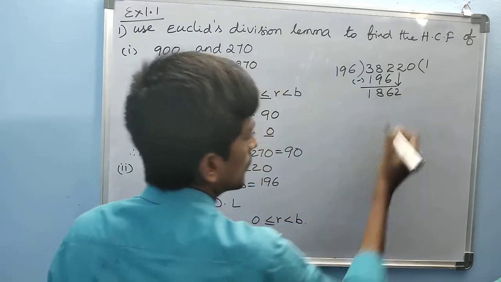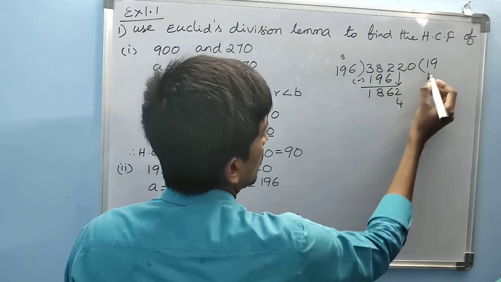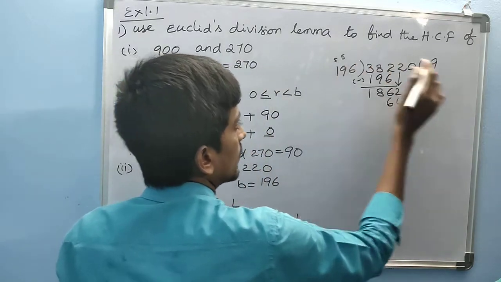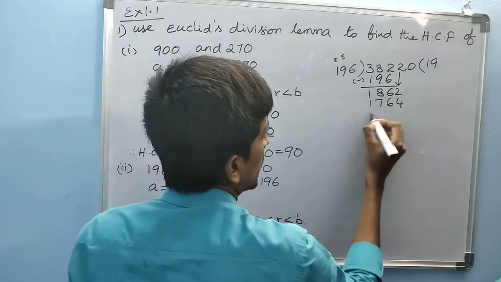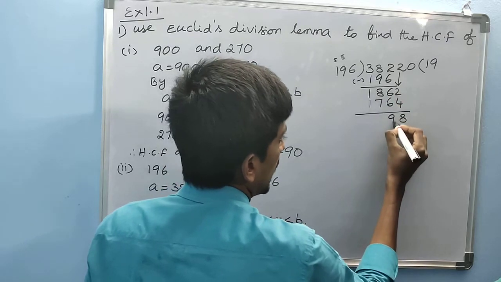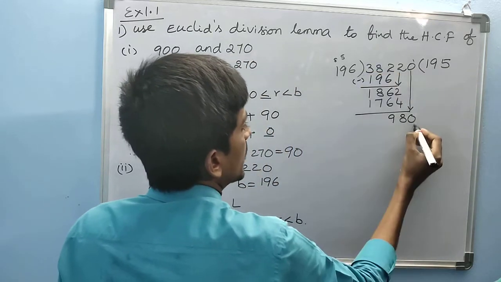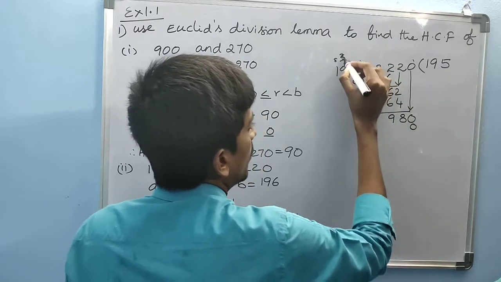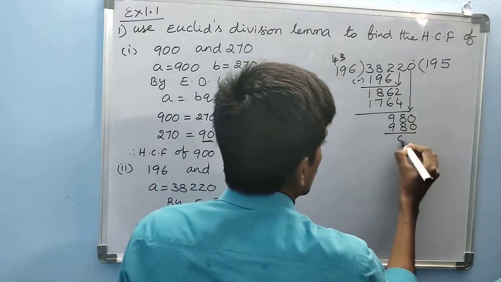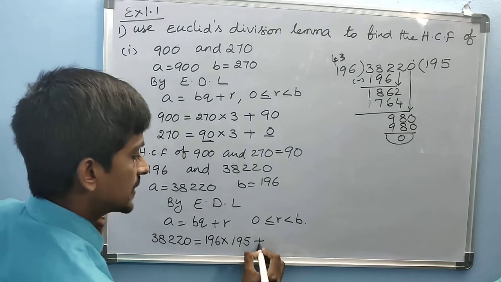The next number is 2, so 196 9 times. 9 sixes are 54, 9 nines are 81, 81 plus 5 is 86, and so on. Then the remainder is 0. So 196 into 195 plus remainder 0.